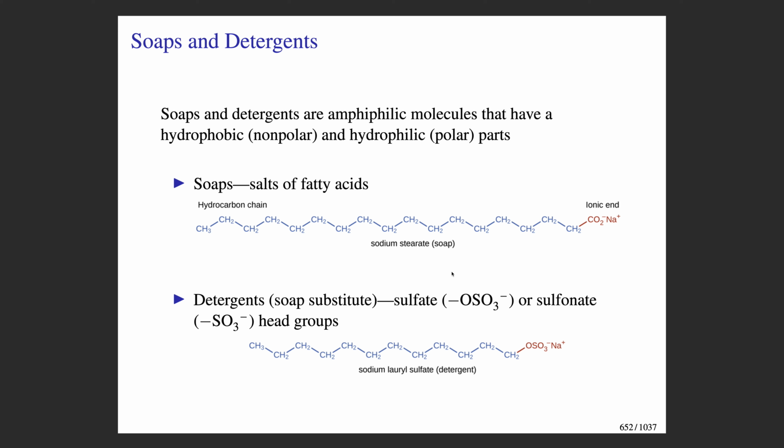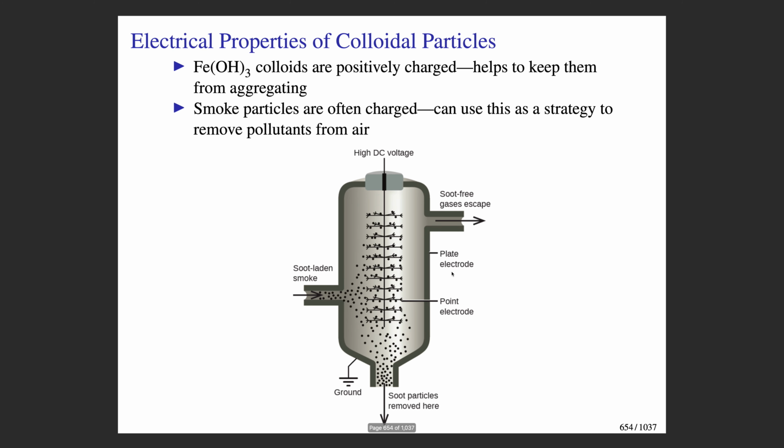So soaps and detergents are pretty cool chemicals. Another property of colloidal particles is that they can be charged, and therefore they can be manipulated with electric fields. The fact that, for example, iron(III) hydroxide colloids are positively charged helps to keep them from aggregating together. If they weren't charged, they might coalesce and form a precipitate and fall out of the suspension. But if the colloidal particles are charged somewhat, then they are less likely to coagulate or aggregate.